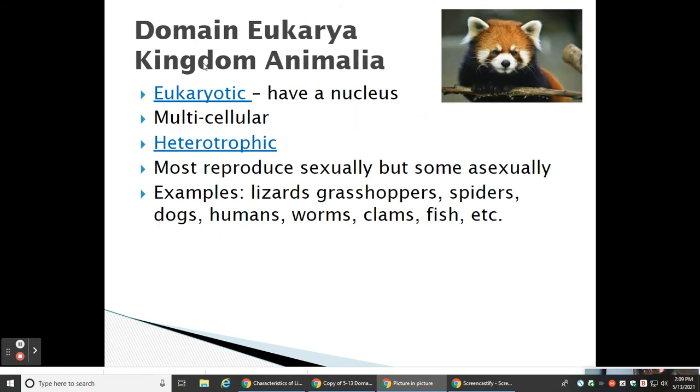Domain Eukarya, this is the kingdom Animalia. Eukaryotic cells, they have a nucleus, multicellular, heterotrophic, eating other organisms to get their energy, mostly reproduce sexually, but some asexually. Examples: lizards, grasshoppers, spiders, dogs, humans, worms, clams, fish, etc.